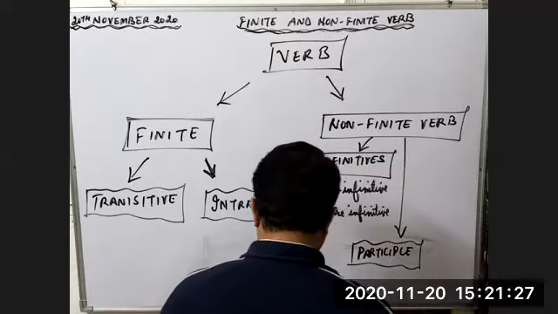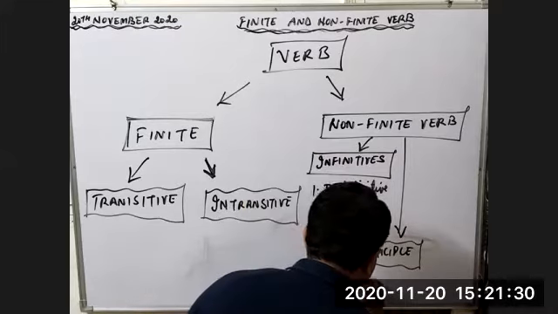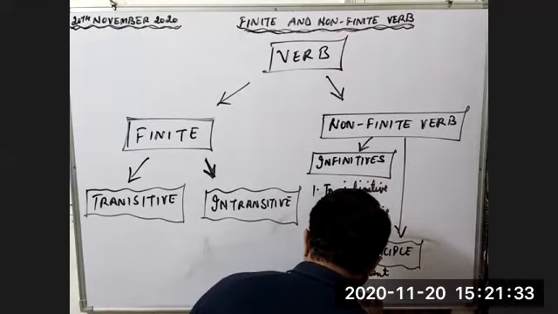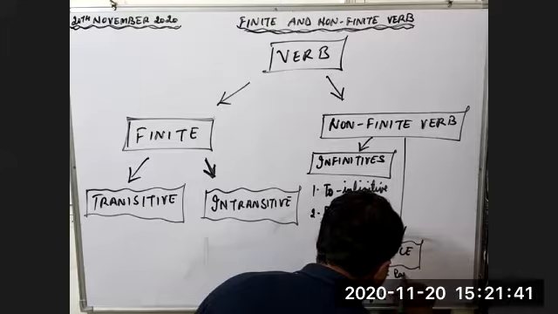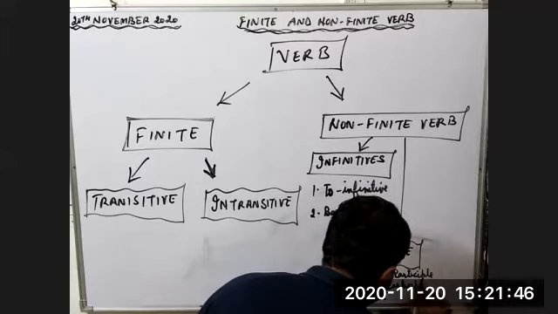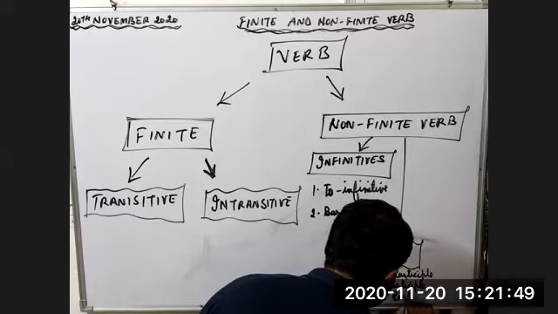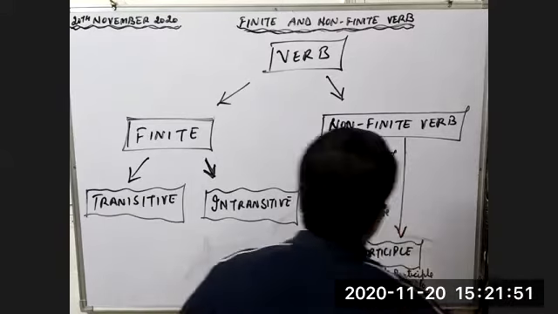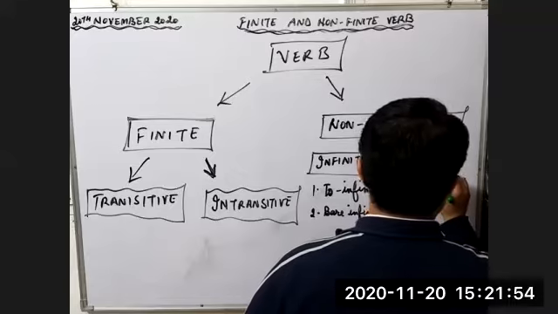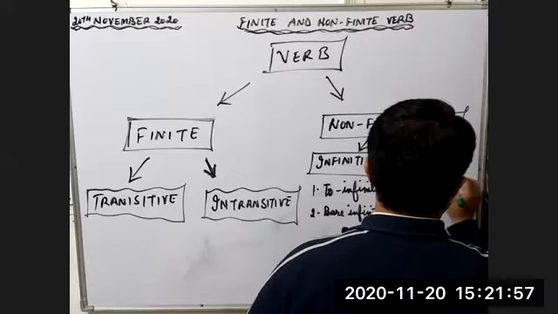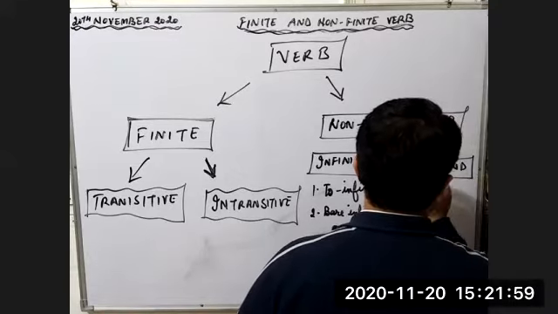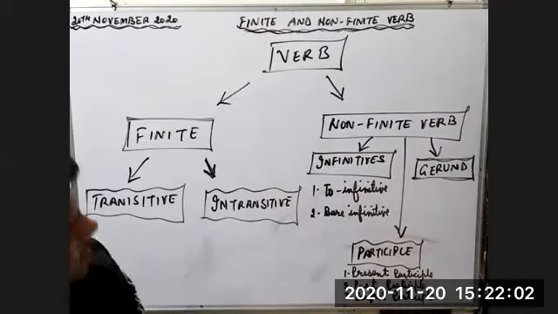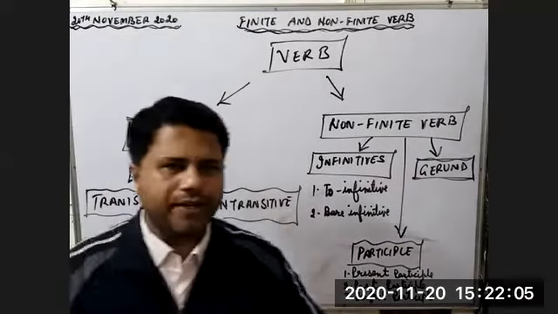Participle is further of three types: present, past, then the third type is gerund. So children, this is the rough idea of what we are going to do in this topic.